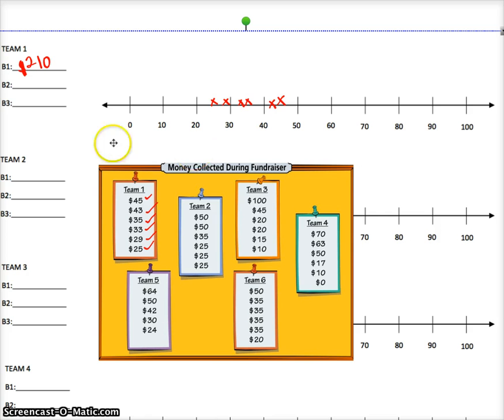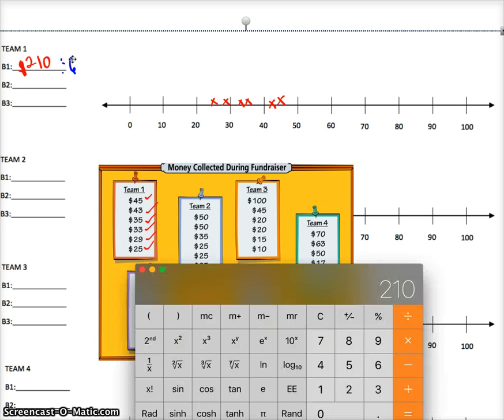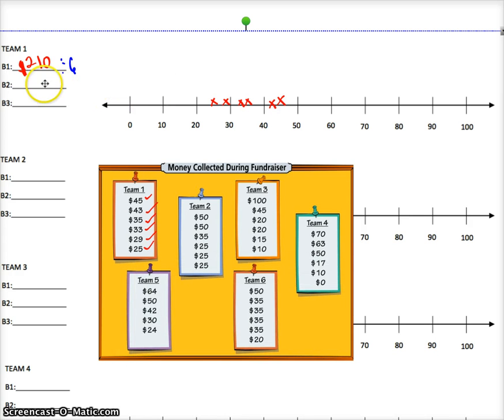Now it says find the average. Well, 210, if I divide it by the number of people that participated, 1, 2, 3, 4, 5, 6, divide that by 6. So 210 divided by 6 equals 35 each. So this is $35, our average. Okay, so this is total. This is the mean. And now we need to find the MAD. So they all sold the same amount is my assumption.